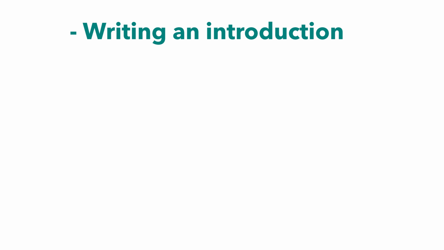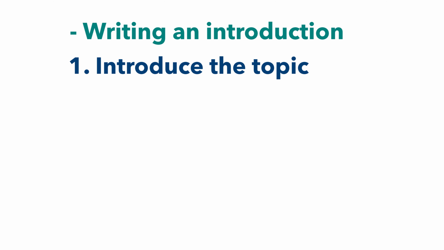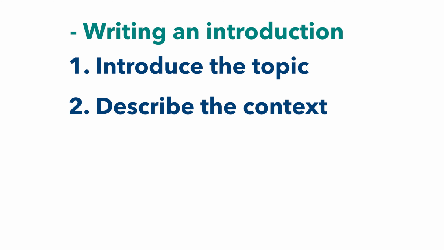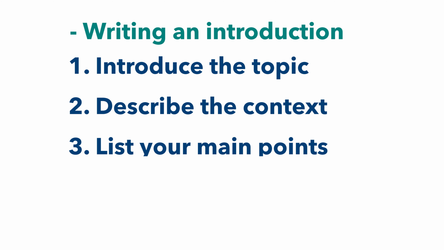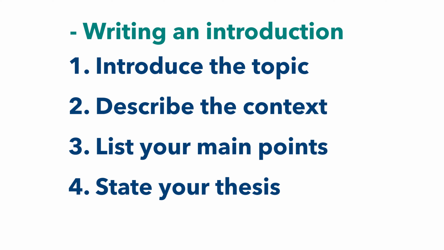There are 4 main elements to an introduction paragraph. The first is you should introduce the topic of your paper, or in other words, what is your paper about? You should also describe the context of your topic, and that's sort of the big picture. And then you should also make a list or briefly describe the main points of your argument. And then you should also have a thesis, which is a statement of what you will argue and its significance.